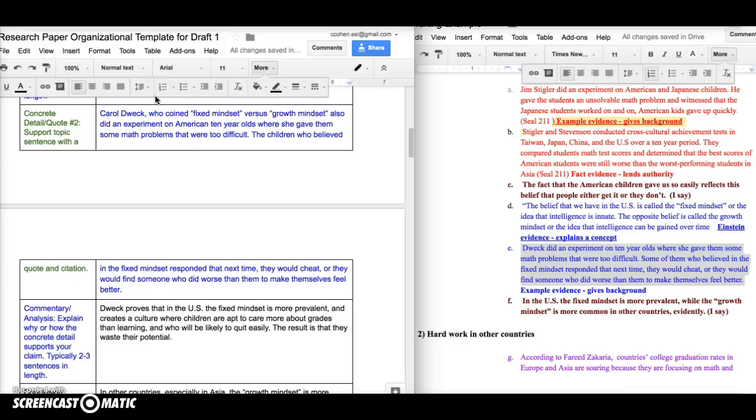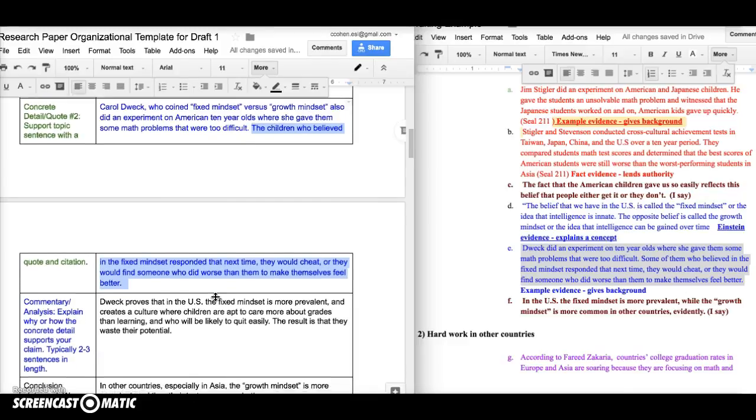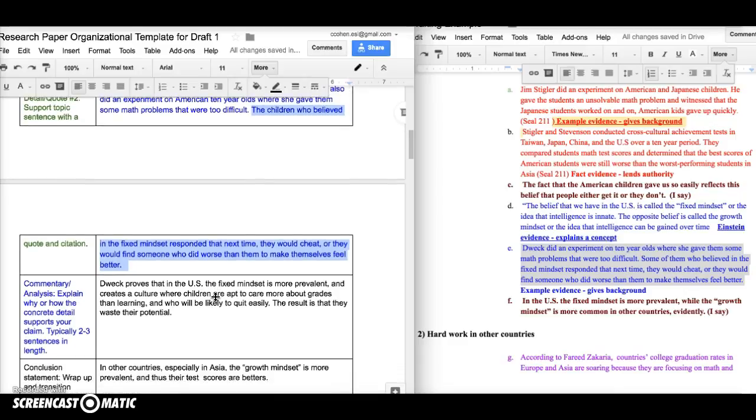American 10-year-olds where she gave them some math problems that were too difficult. Children who believed in the fixed mindset responded that next time they would cheat or they would find someone who did worse than them to make themselves feel better. So again, another study that proves that there's this belief that's pervasive. And then here's some of my analysis.